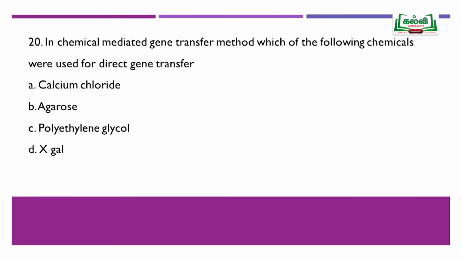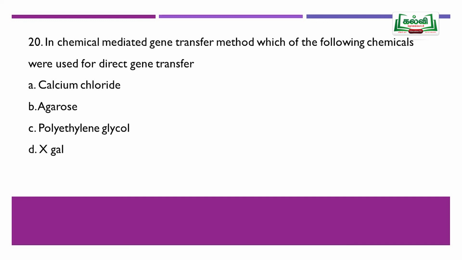The next question: in the chemical mediated gene transfer method, which of the following chemicals are used for direct gene transfer? Calcium chloride, agarose, polyethylene glycol, or X-gal. Okay, so here calcium chloride is used for competent cell preparation. We are not using this chemical for gene transfer. The next one is agarose. Agarose is used for electrophoresis for band separation according to molecular weight. The next one is polyethylene glycol.